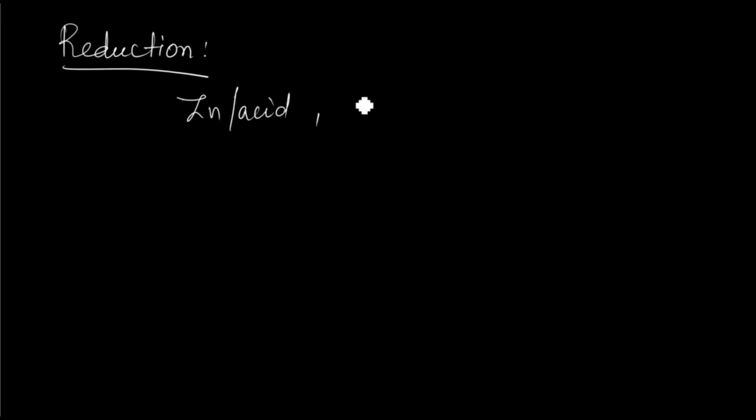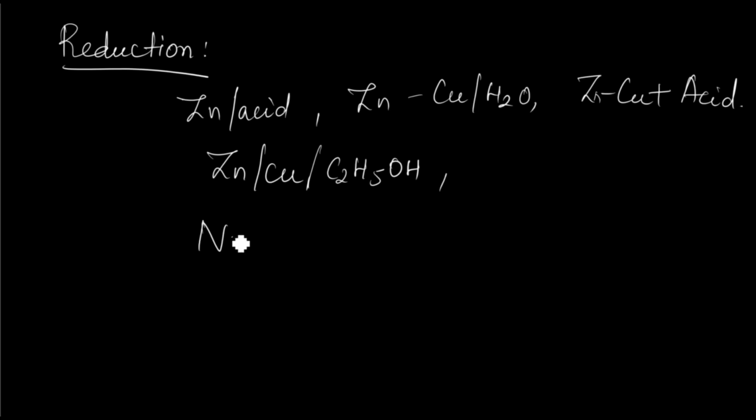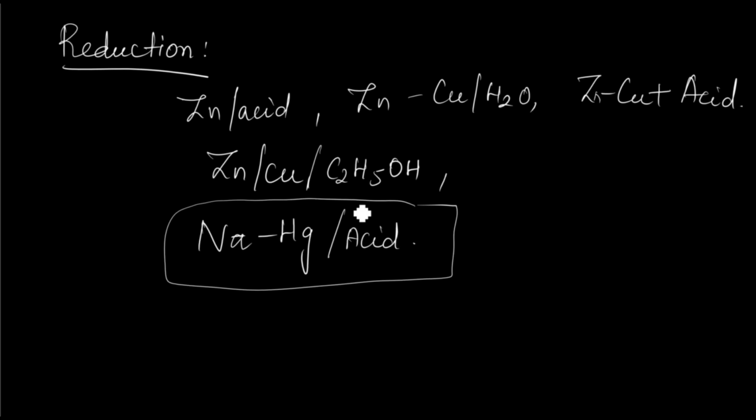Zinc with acid, or zinc with copper and H2O, or zinc with copper plus acid, or you can take zinc with copper alone, which can be used with a solvent like C2H5OH, alcohol. And the most important reducing agent is sodium amalgam. We are going to see this reaction in a few minutes. This is a very important reagent, and we have seen a name reaction for this reagent as well. Please tell me in the comments what that reaction is.